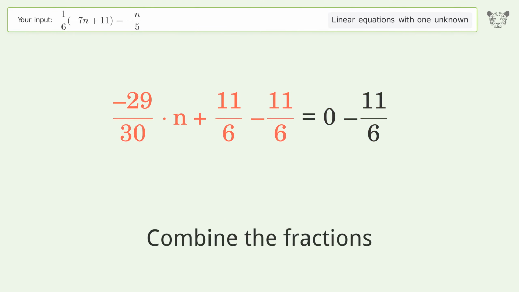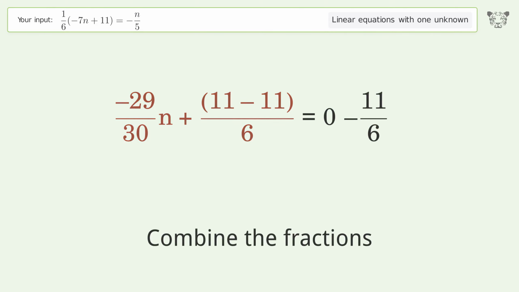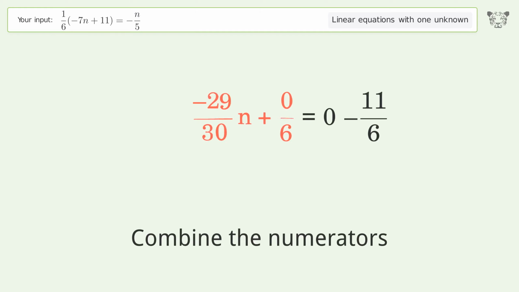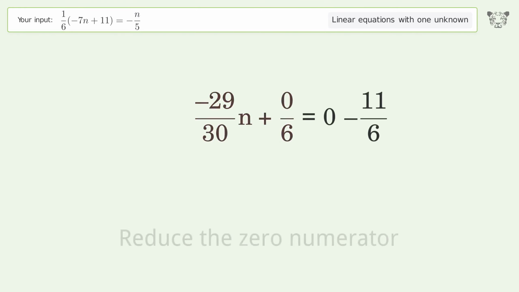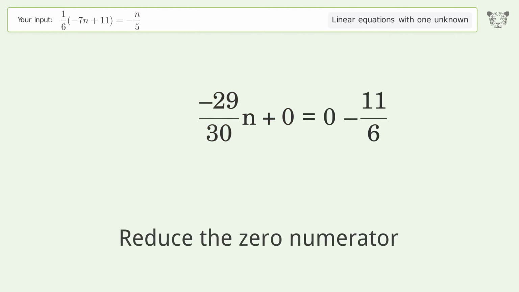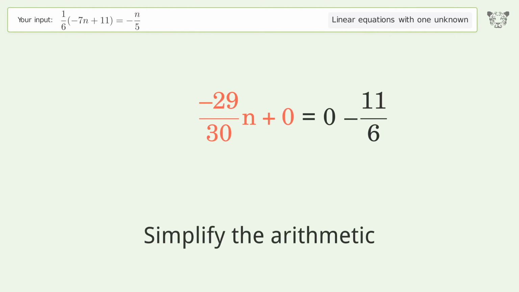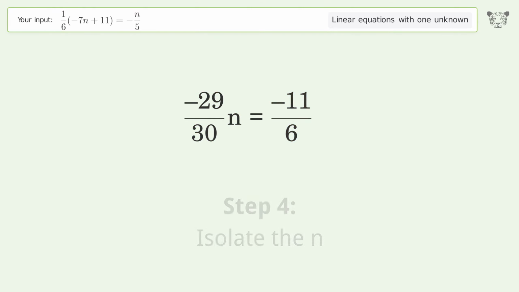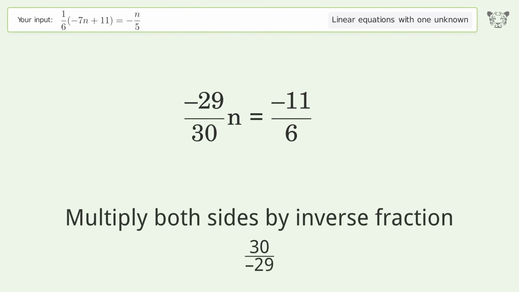Combine the fractions. Combine the numerators. Reduce the zero numerator. Simplify the arithmetic. Isolate the n. Multiply both sides by the inverse fraction 30/29.